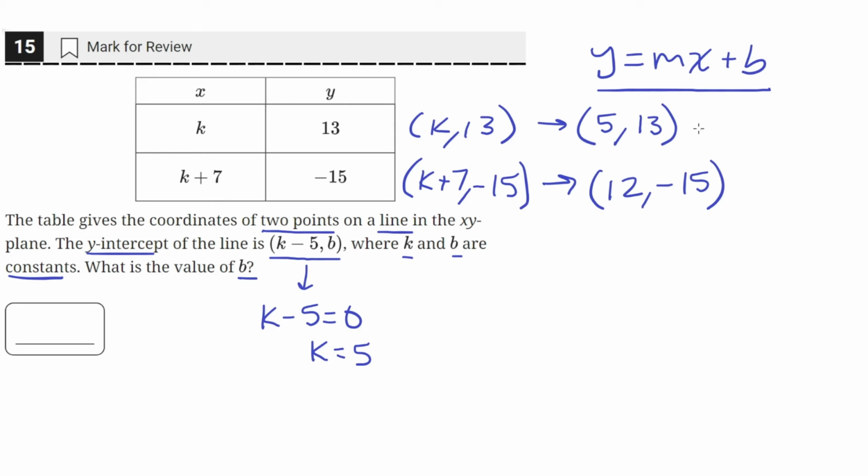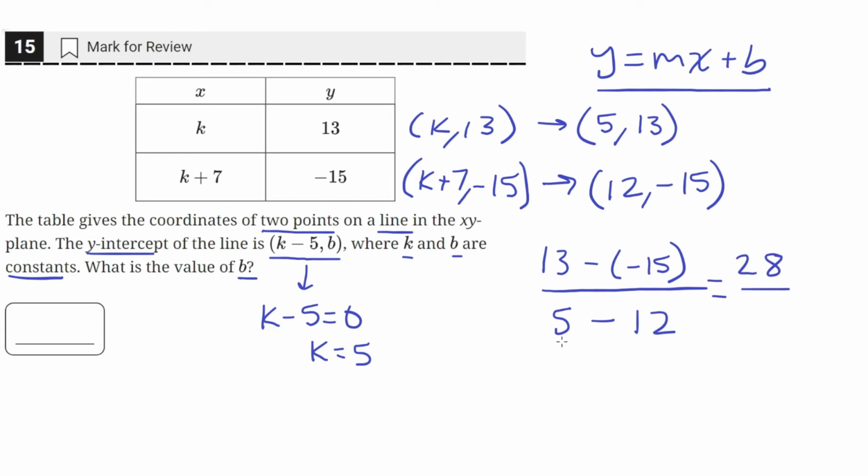So to find the slope, we can just find the rise over run between these 2 points. We can do 13 minus negative 15 to find the change in y, divided by the change in x, 5 minus 12. 13 minus negative 15 is just 13 plus 15, which is 28. And then 5 minus 12 is negative 7. So the slope, or our m value, is negative 4.